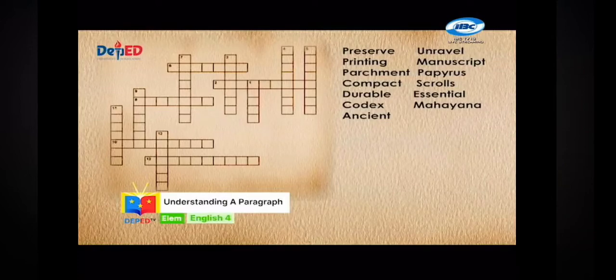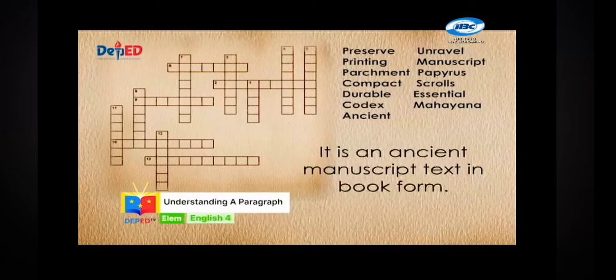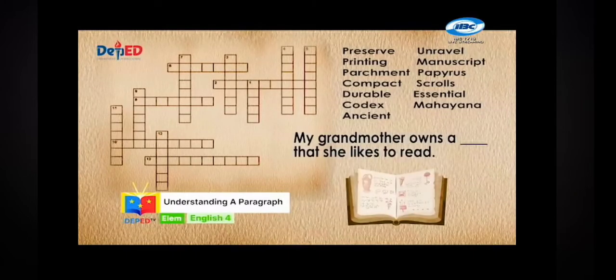Let's start with down. Item number 1, 5 letters. It is an ancient manuscript text in book form. My grandmother owns a that she likes to read.